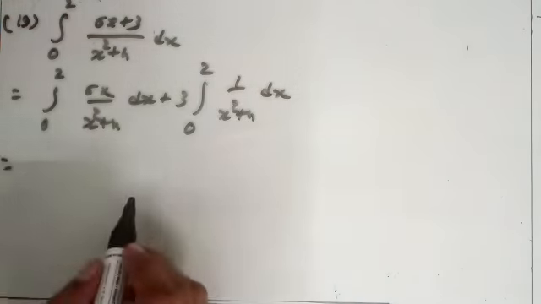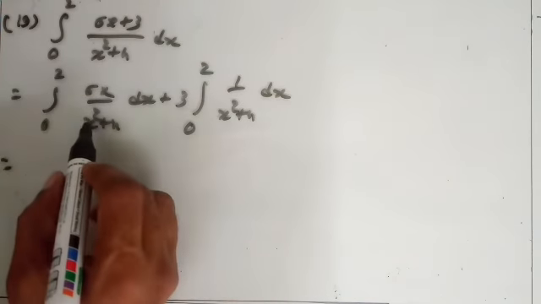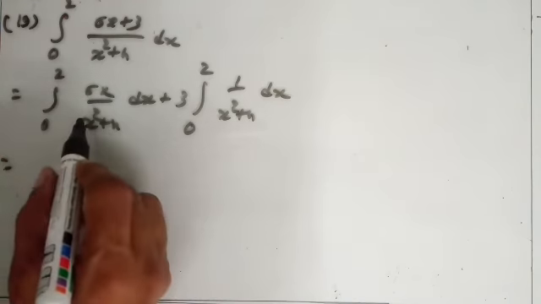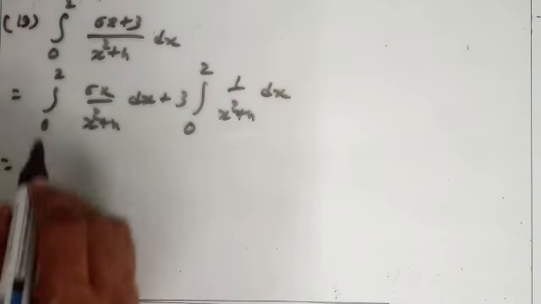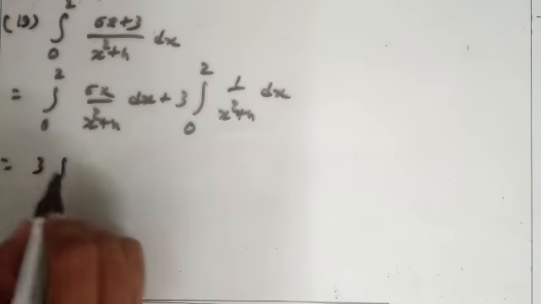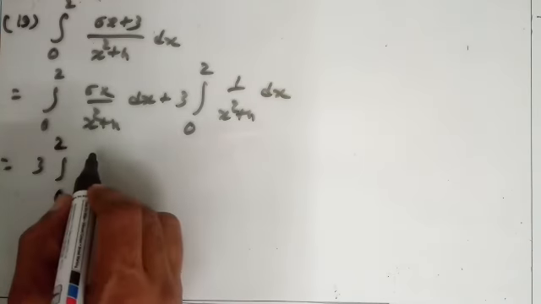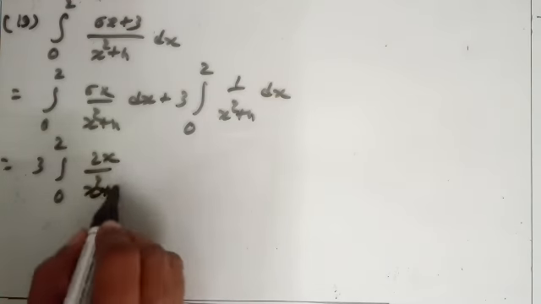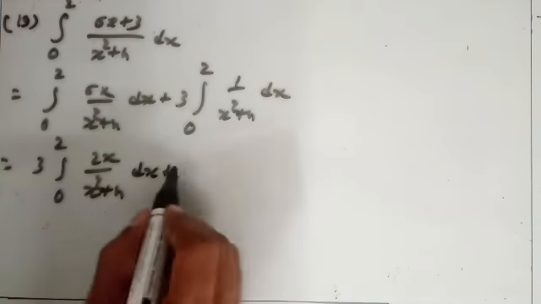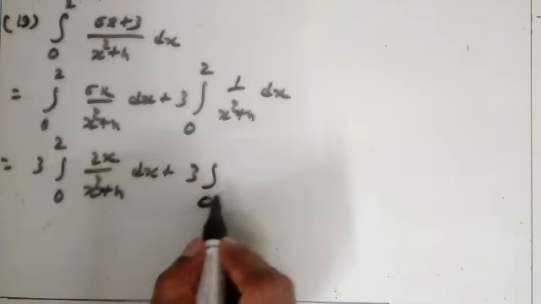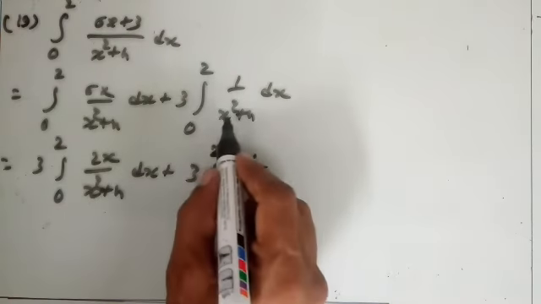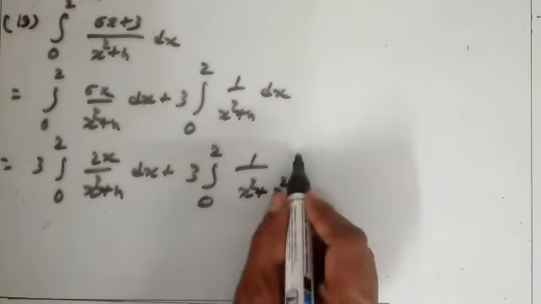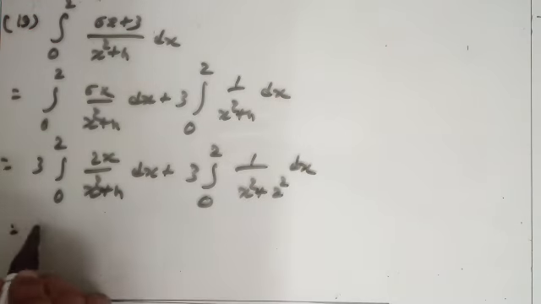So is equal to, now derivative of x square plus 4 is equal to 2x. So 3 take outside, so 3 integration 0 to 2, here becomes 2x upon x square plus 4 dx, plus 3 integration 0 to 2 of 1 upon x square plus 4, that is x square plus 2 square, dx. So is equal to 3.